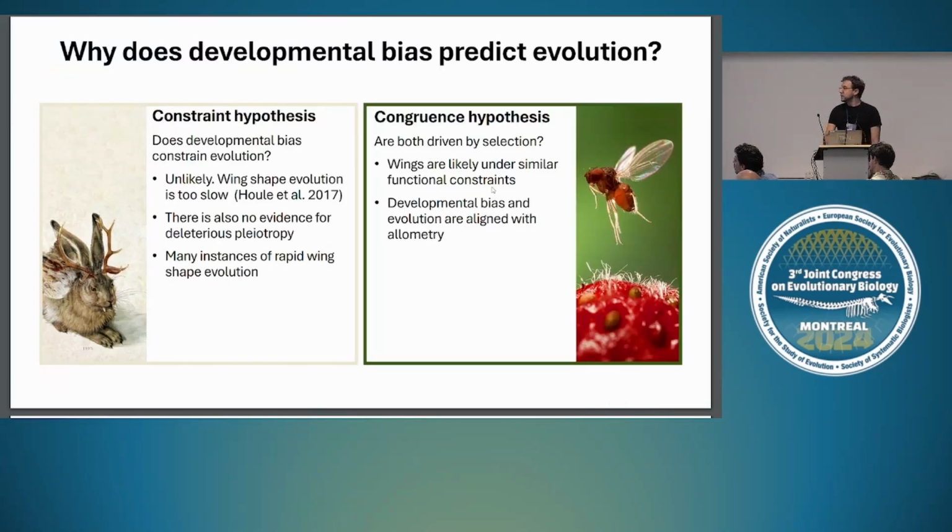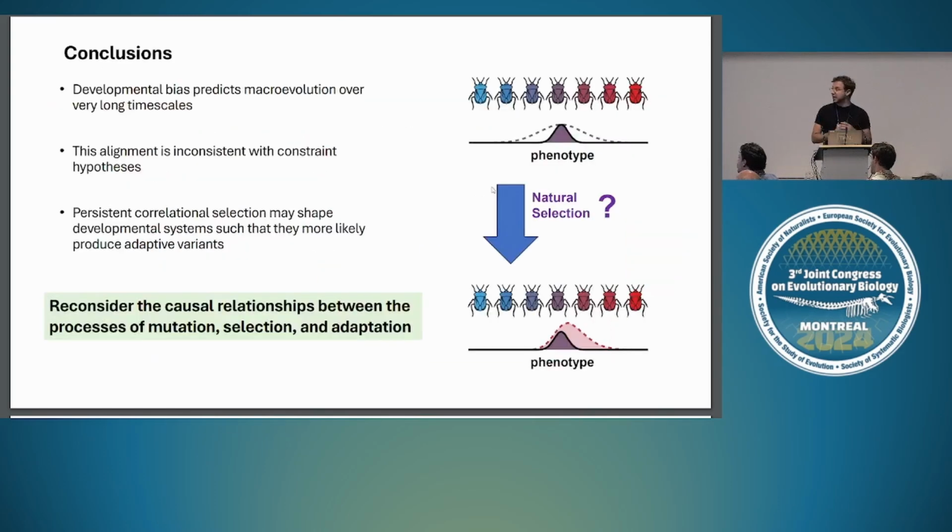So with this, we conclude that developmental bias and evolution are both aligned with allometry, indicating that maybe functional constraints might be the driver behind this alignment. So to conclude, developmental bias predicts macroevolution over a very long time scale, and that has been very puzzling and has given me sleepless nights. However, this alignment is inconsistent with constraint hypotheses, at least in this particular system.